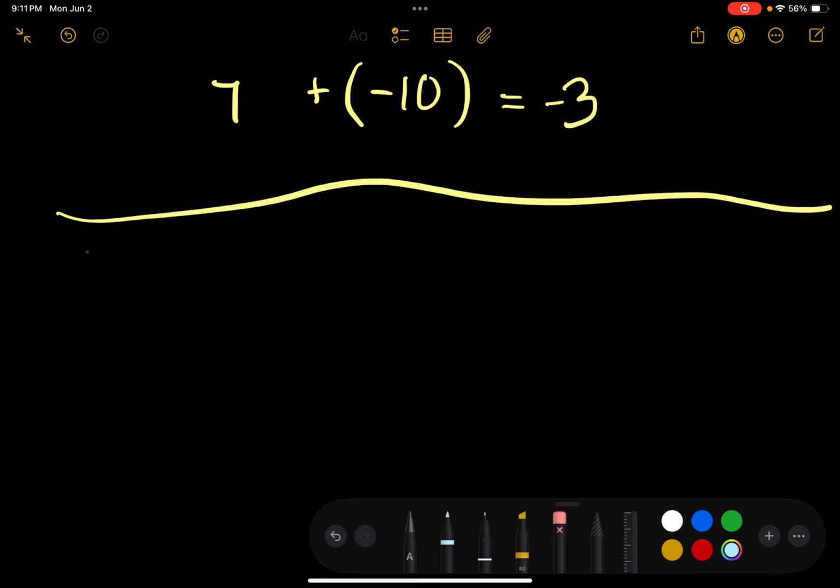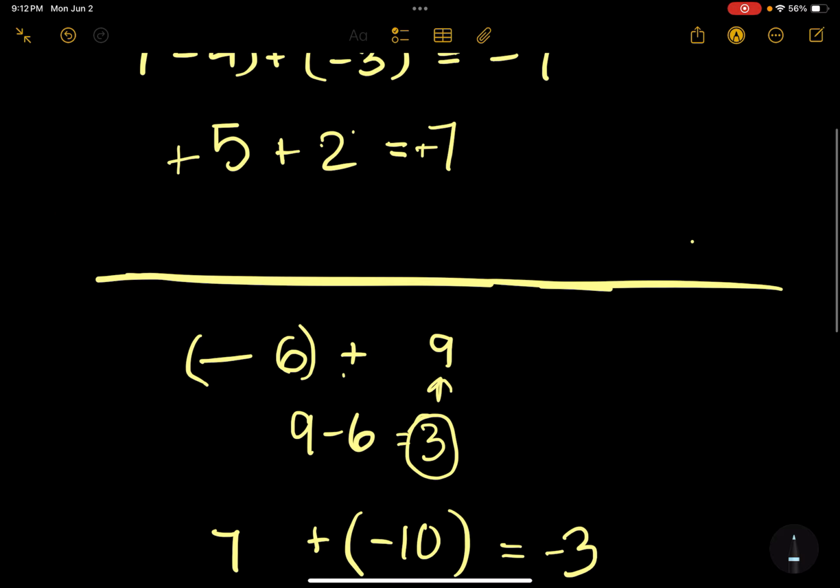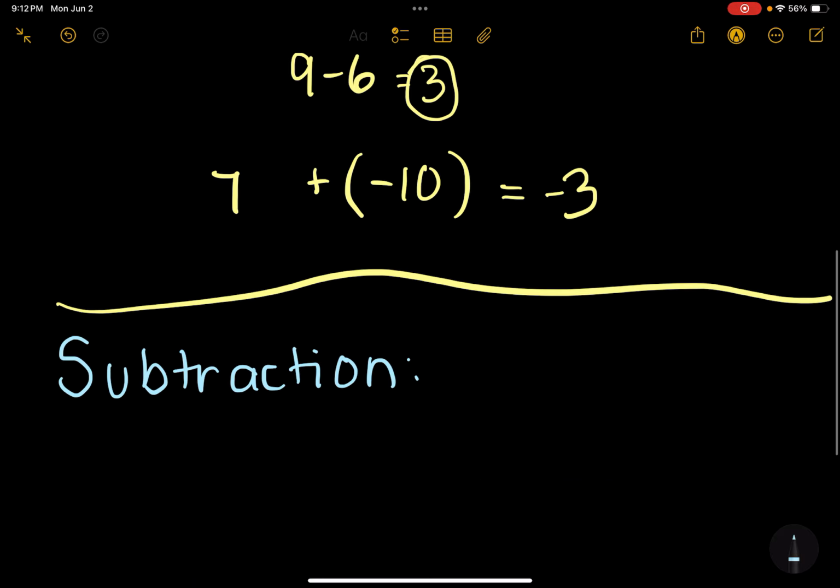Alright, so next we're gonna be moving on to subtracting integers. Let's do blue. Subtraction. So for subtraction, we only have one rule here, and this is change the subtraction into adding the opposite. So basically, any subtraction problem that you have with integers, you can convert it into an adding problem, and then you just apply the above rules that we just learned.